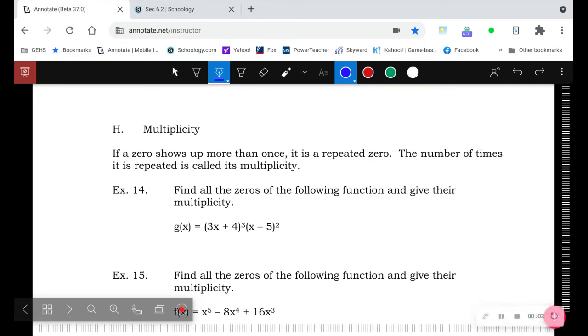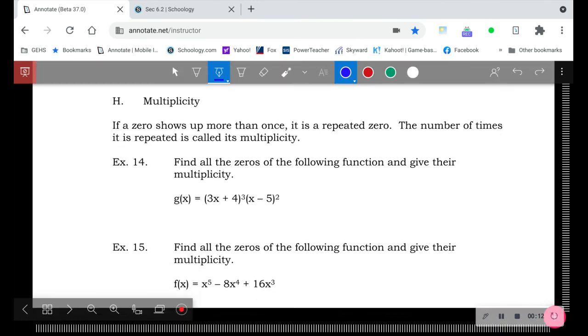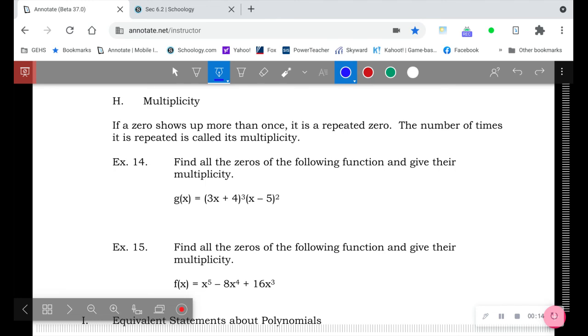Okay, this is page 4 of the Algebra 2 notes for section 6.2. And we're going to look at a concept, an easy one, called multiplicity. The idea here is that if a zero shows up multiple times, you call the number of times that it shows up its multiplicity.